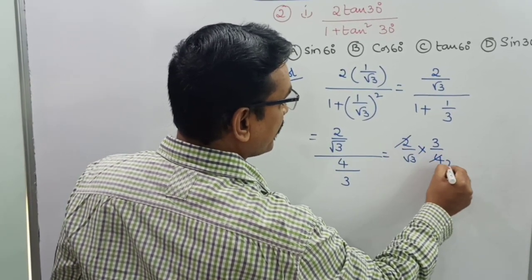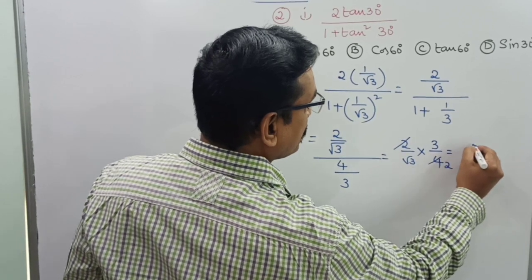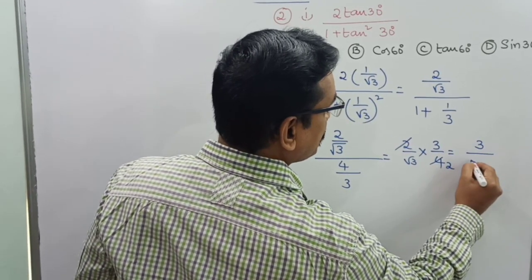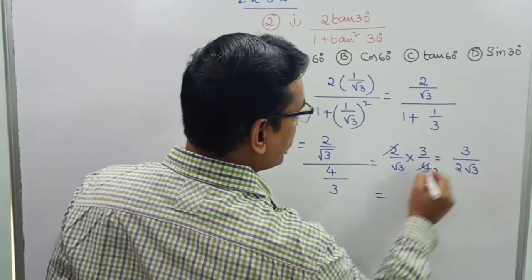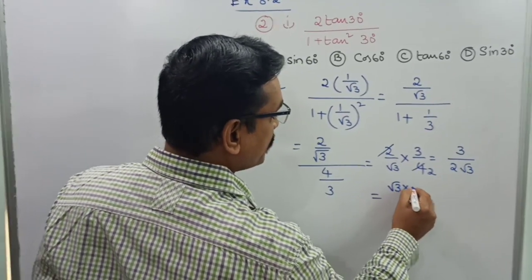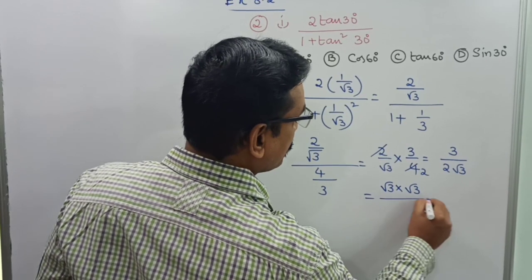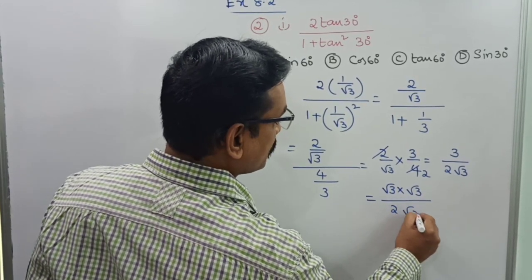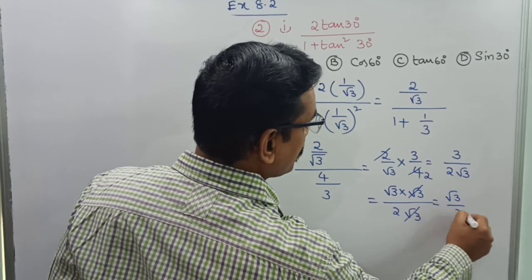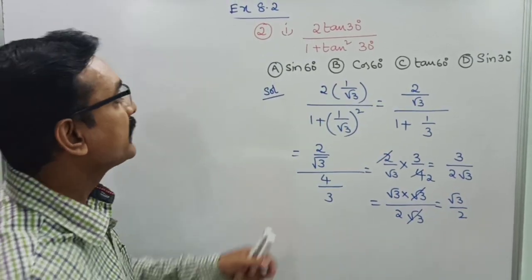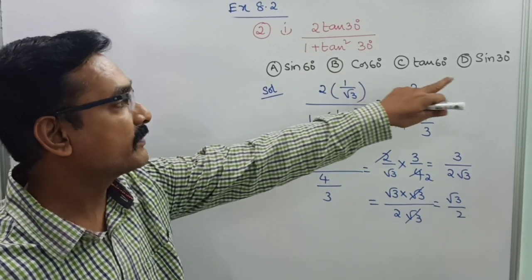2 will go here 2 times. And now we got 3 by 2 root 3. And for some more simplification, instead of root 3 in the place we can write root 3 into root 3 by 2 root 3. Root 3 gets cancelled, root 3 by 2. Now this root 3 by 2, as per the options, where will we get the root 3 by 2?